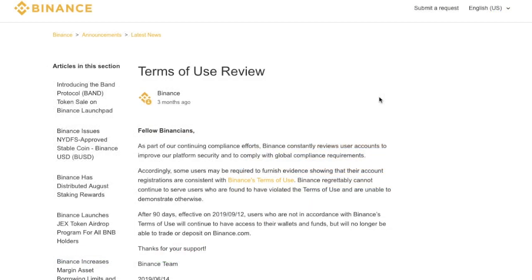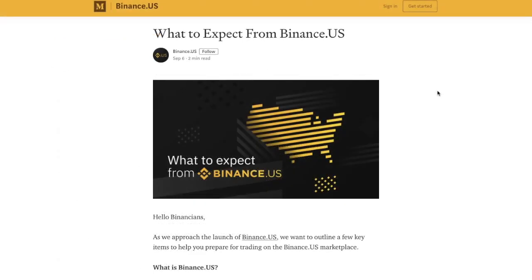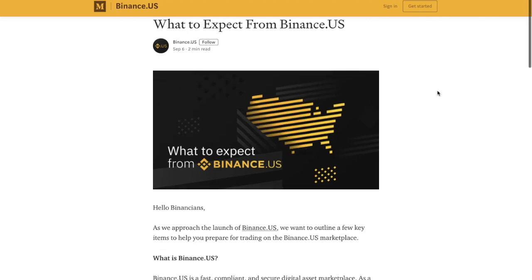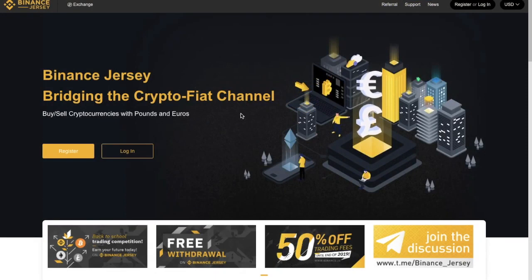First up, for those of you who are in the US, it's been recently announced that Binance have updated their terms of use and stated that Binance is unable to provide services to any US person. Effective September the 12th, 2019, users not in accordance with Binance's terms of use will continue to have access to their wallets and funds, but will no longer be able to trade or deposit on Binance.com. However, Binance have also announced that it is formally expanding to the US via a dedicated platform, which will be Binance.us.